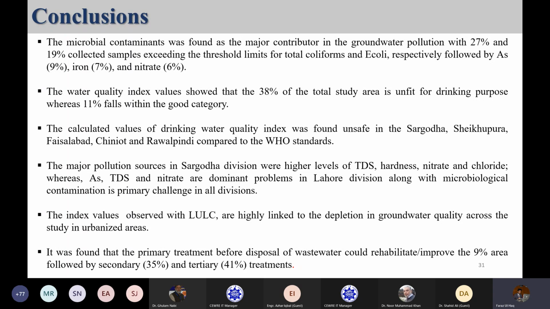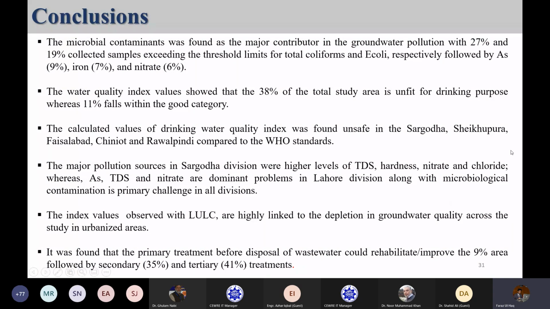The calculated values for drinking water quality index were found unsafe in Sargodha, Sheikhupura, Faisalabad, Rawalpindi as compared to the WHO standard. The major pollution sources in the Sargodha division were high levels of TDS, hardness, nitrate, chloride, whereas arsenic, TDS, nitrate are dominant problems in the Lahore division, along with the microbiological contamination, which is a primary challenge in all the divisions.